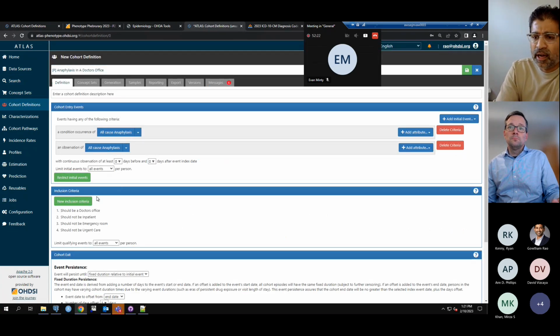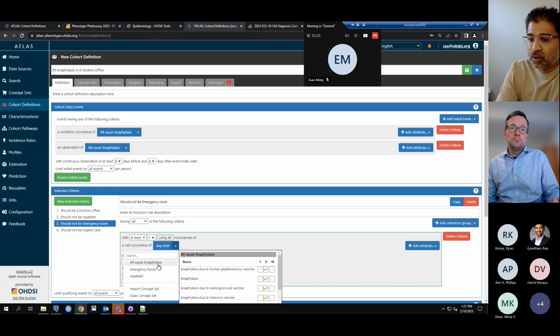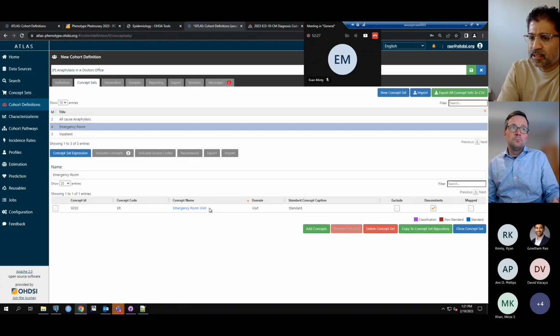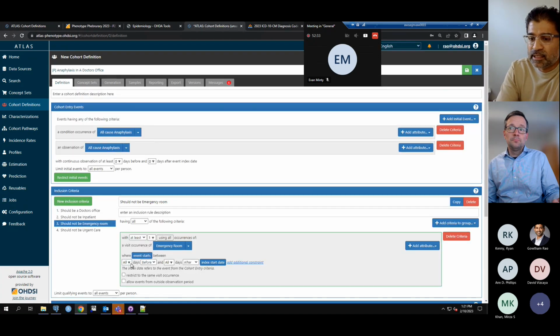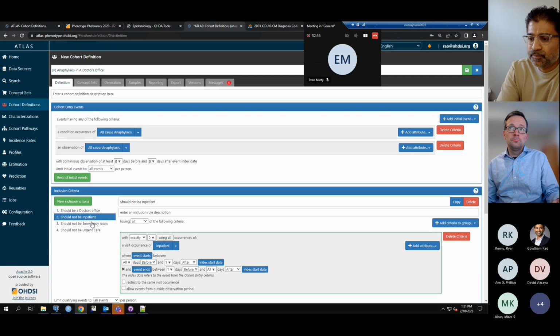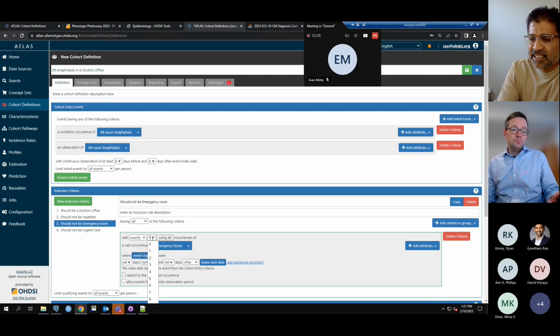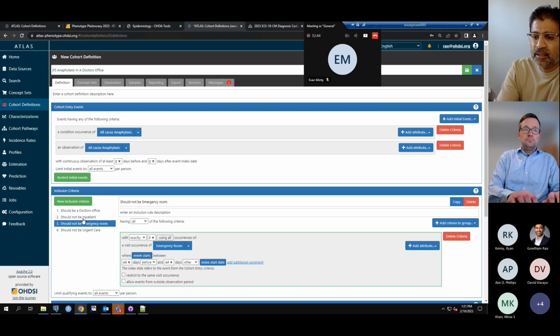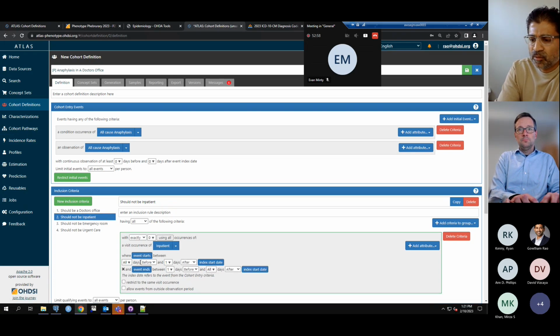So now I have built a concept set called emergency room, and that's basically emergency room and its descendants. I'm going to use the same temporal logic, which is you should have exactly 0 occurrences of emergency room where event starts all days before to 1 day after. I do 1 day after. Yes, all days before to 1 day after.